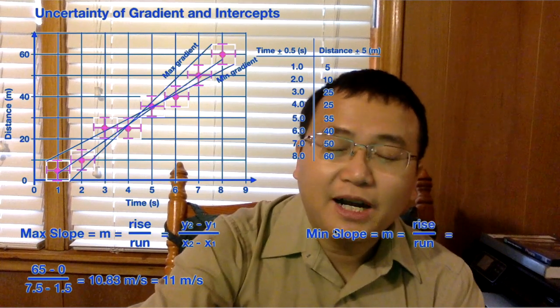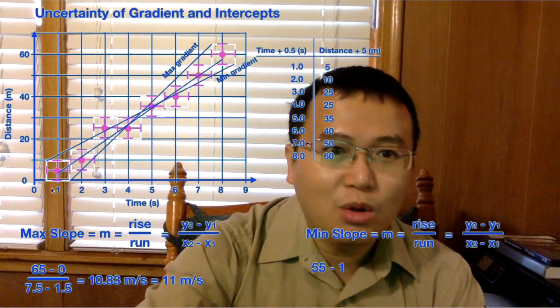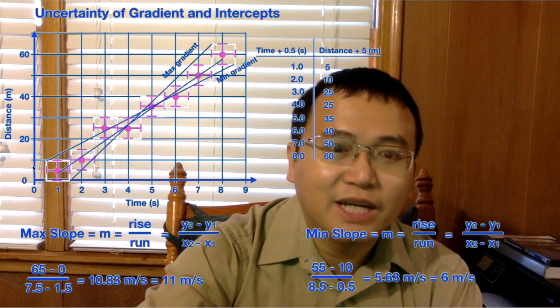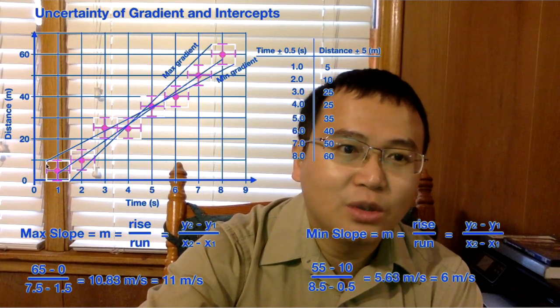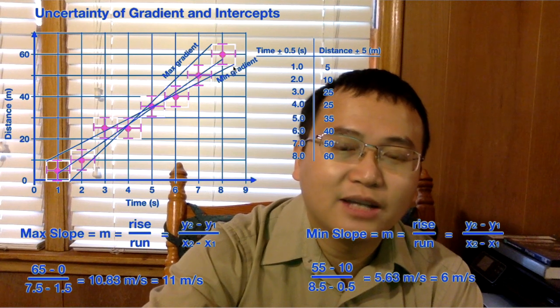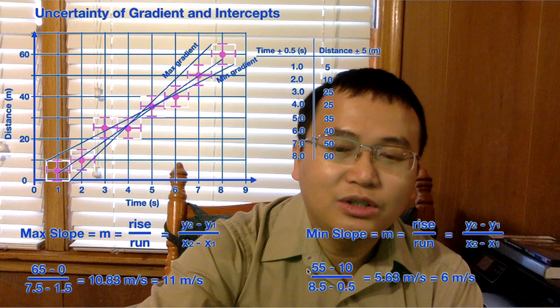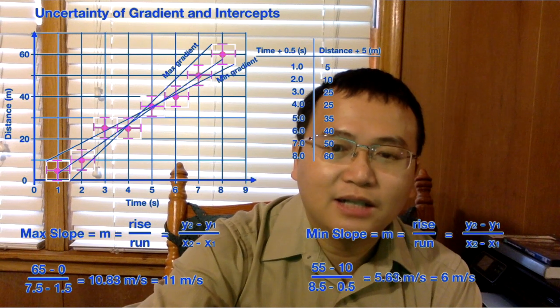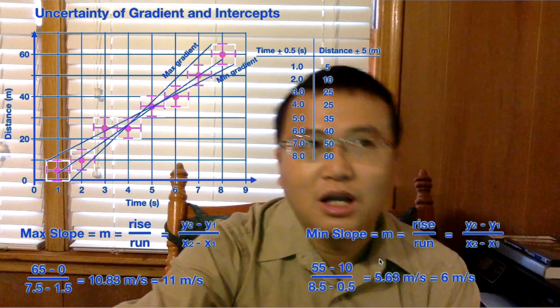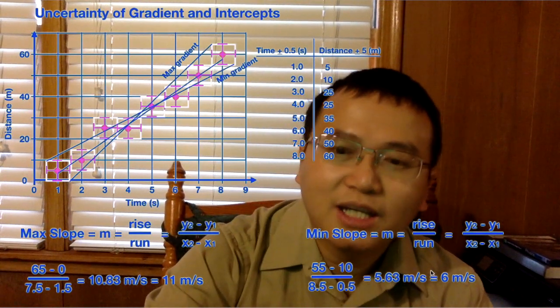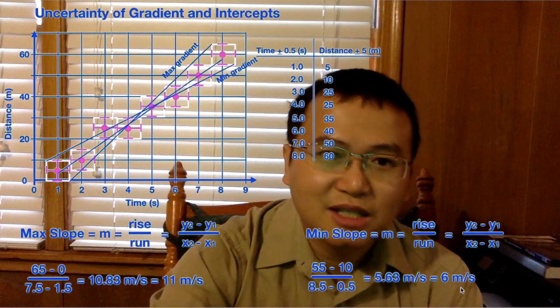Again, same method for finding the minimum slope. You look at this line right here, the minimum gradient, and you pick the coordinate right here and the coordinate right there to find the slope of that particular line. When you plug in the numbers, you get 5.63, and so I round to 6 meters per second.